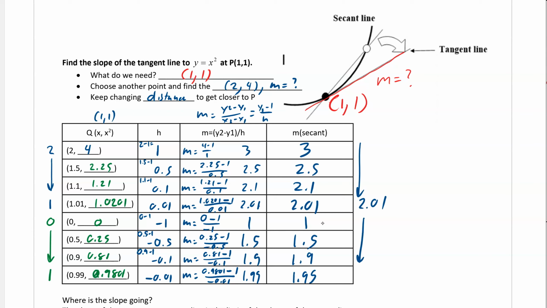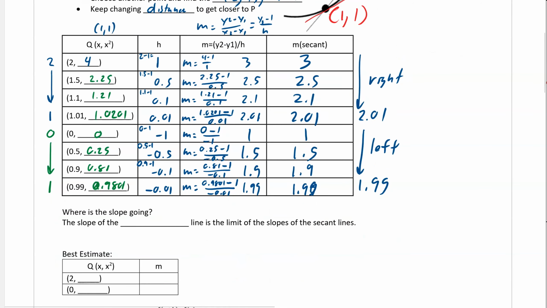And from the left side, we are approaching 1.99. And so now if we take those, which are now better slopes, and we find their average, so the slope of the tangent line is the limit of the slopes of the secant lines. And so from the left to the right, we're getting 2.01 plus 1.99, and we take that average, it gives us 2. So that is the slope of our tangent.